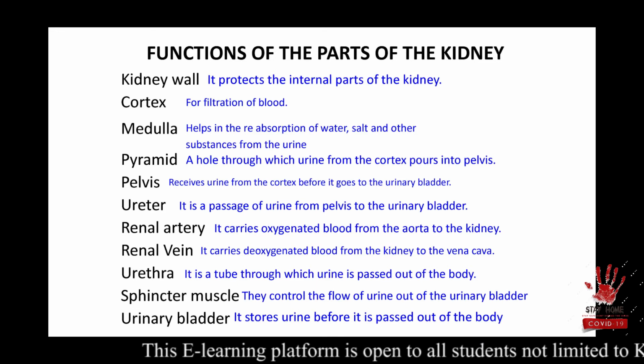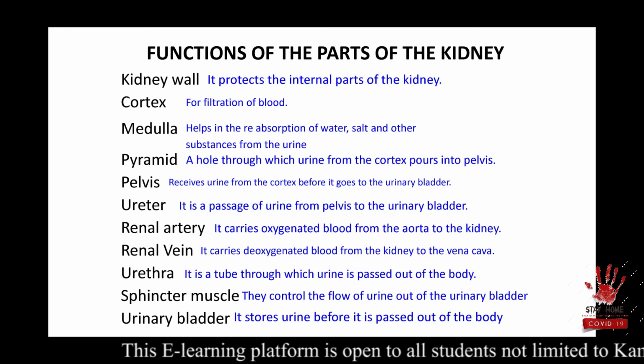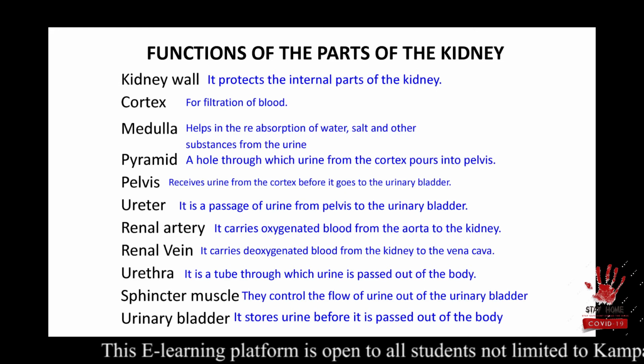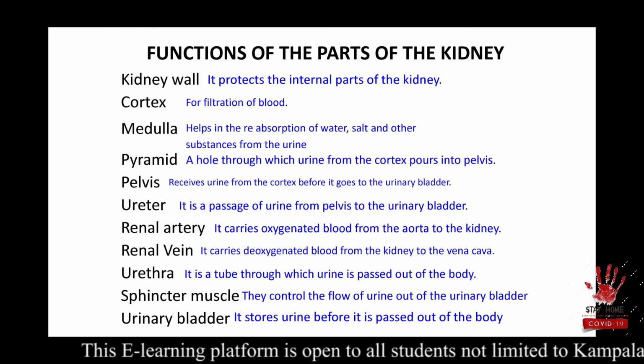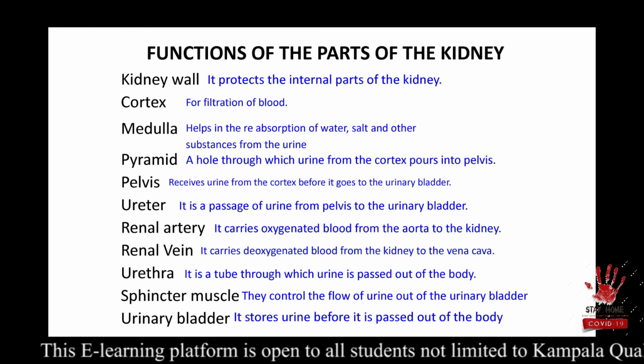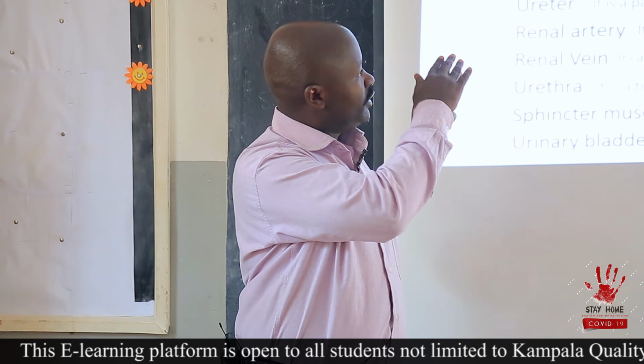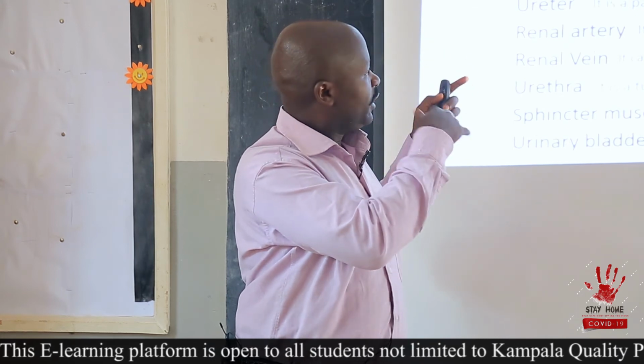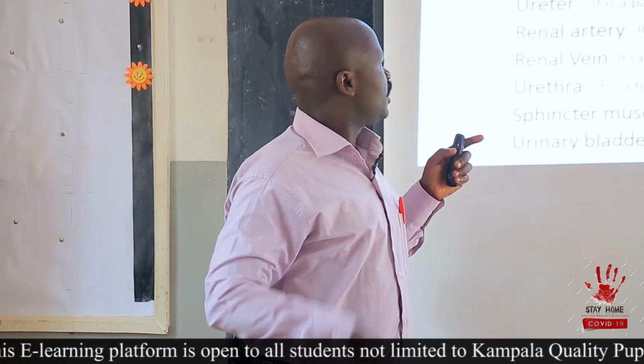Then we also have the pelvis. It receives urine from the cortex before it goes to the urinary bladder. From the diagram, we can see where these parts are, and here we are looking at the functions.